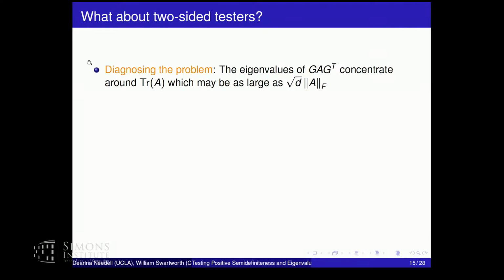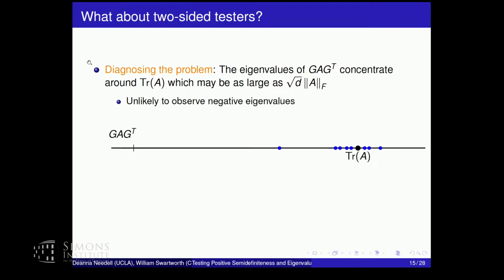So unlike the simple tester for p equals 1, where you just check whether there is a negative eigenvalue in GAG transpose, you're unlikely to observe any negative eigenvalues in the case where you're epsilon far in the 2 norm. What's going to happen is you're going to have a bunch of eigenvalues that concentrate around the trace of A. And then maybe if you had a negative eigenvalue in the original matrix, it'll be a little bit less than the trace of A. But it's still going to be very positive.